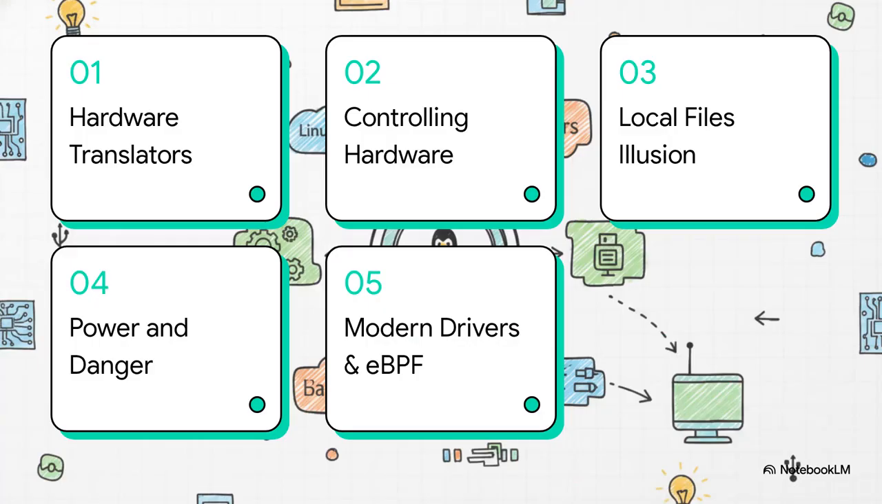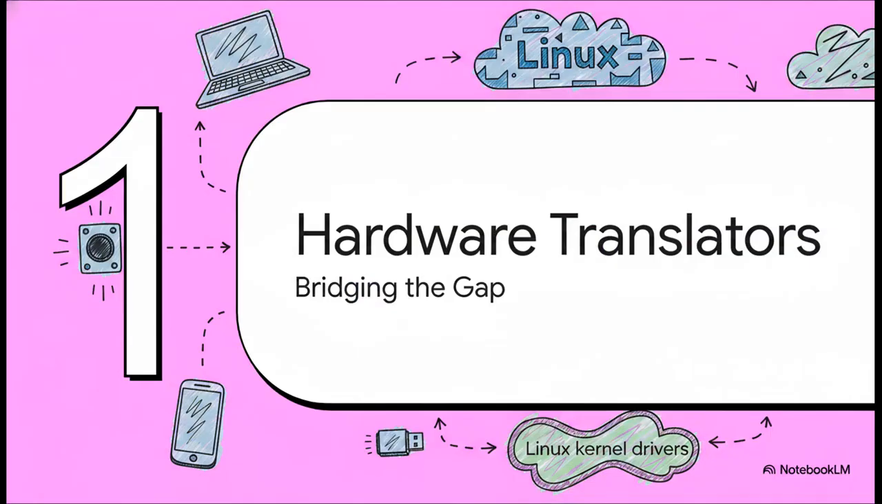So, here's our roadmap for today. We're going to cover the hardware translators, controlling physical hardware, the illusion of local files, maximum power and danger, and finally wrap up with modern drivers and eBPF. All right, let's jump right into part one, the hardware translators, bridging the communication gap.